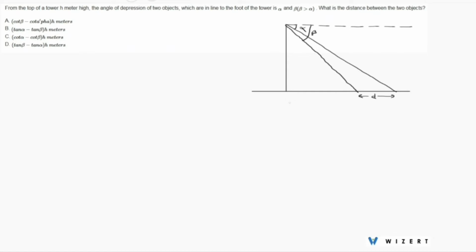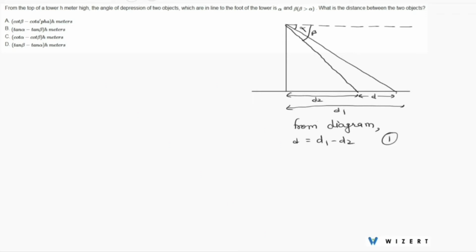We can assume, let distance of first object be d1 and second object be d2. So from the diagram, d is equal to d1 minus d2. Let's name it equation 1.